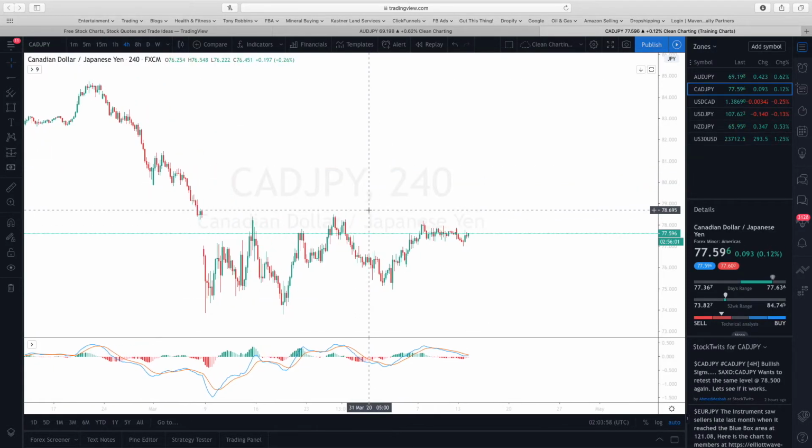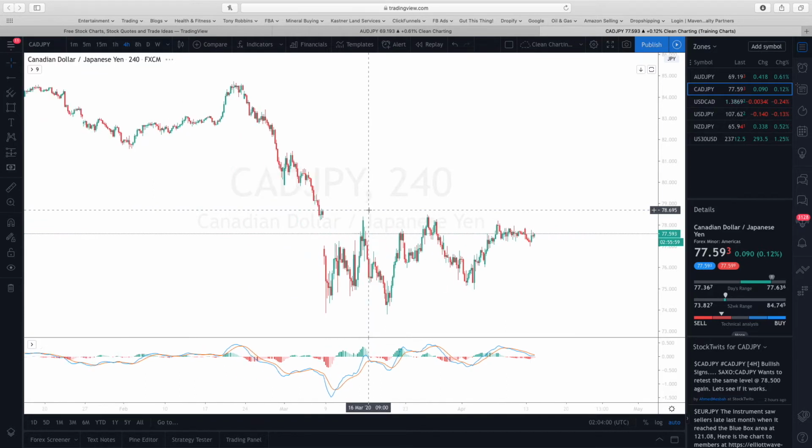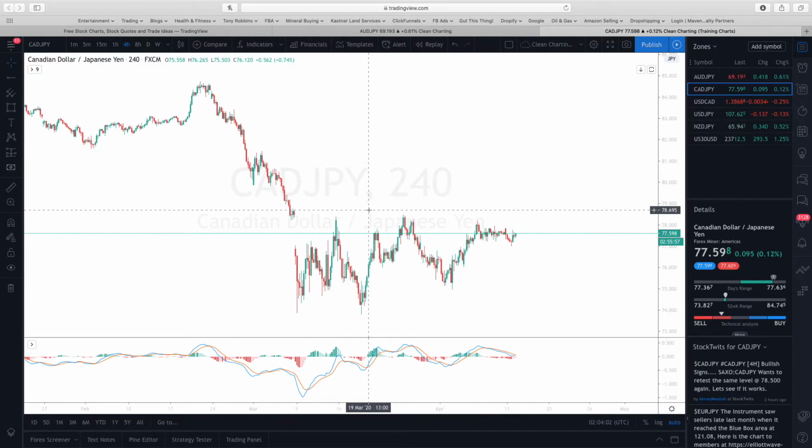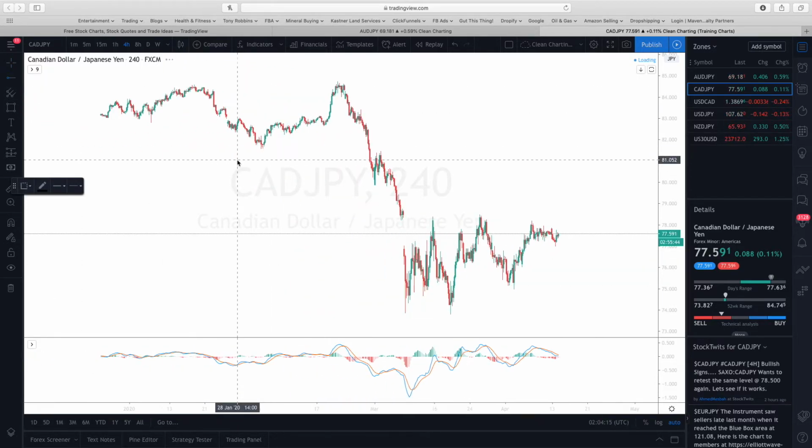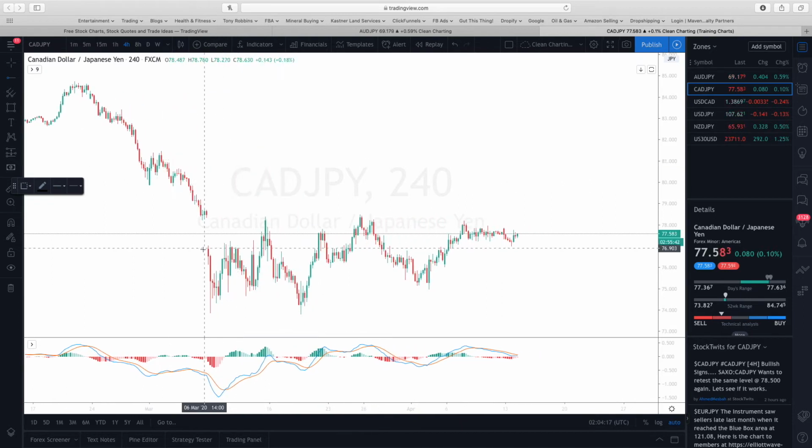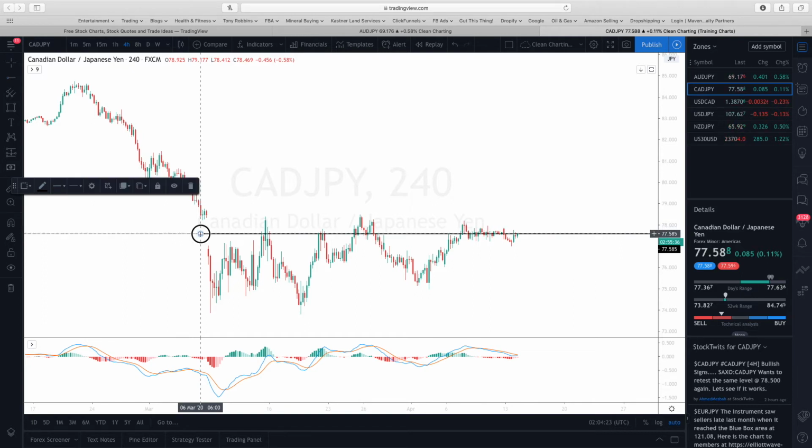So here we are with CAD JPY. For some reason right now the JPYs are creating nice zones, and so I like to come in here and mark up the zones. So I'm going to do this again. I'm going to take my horizontal ray tool, and I'm going to come in right here. We've seen this is a pretty strong area of rejection. I'm going to drop a horizontal ray right here and right here.